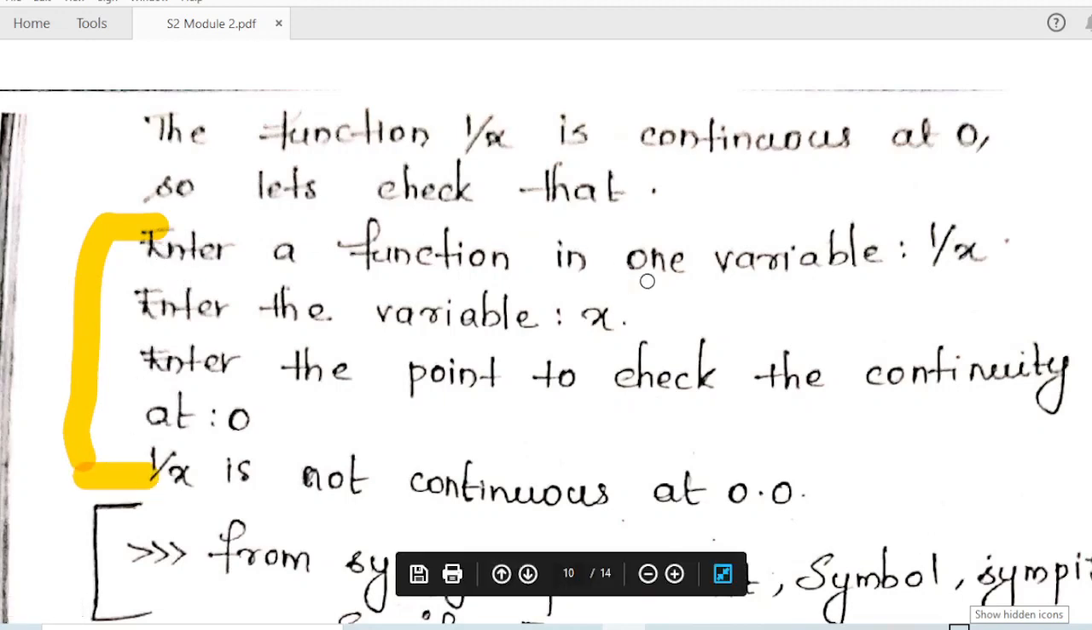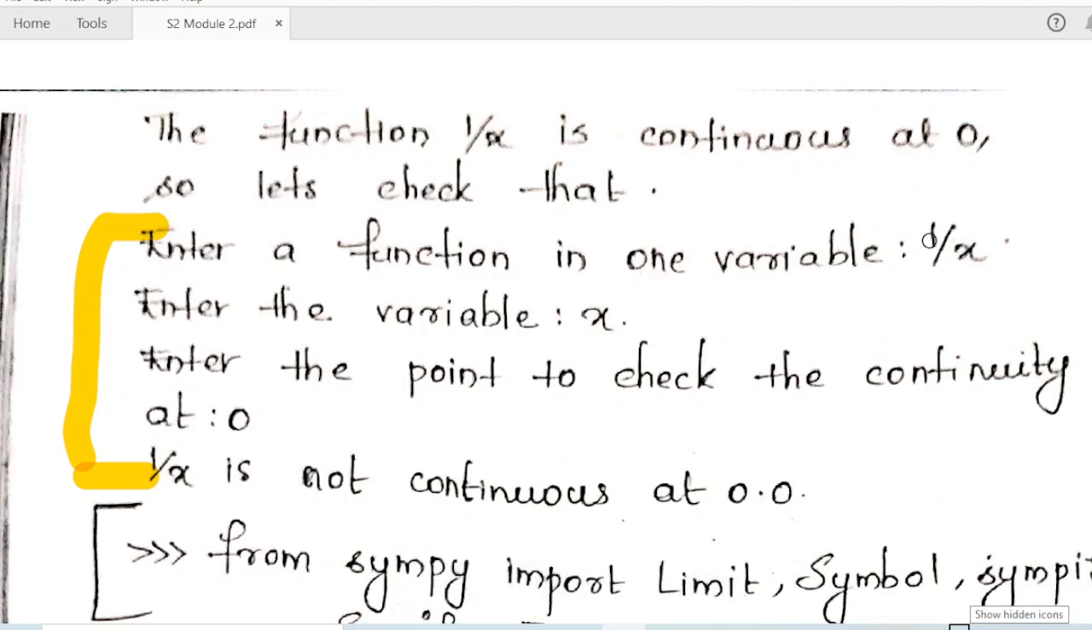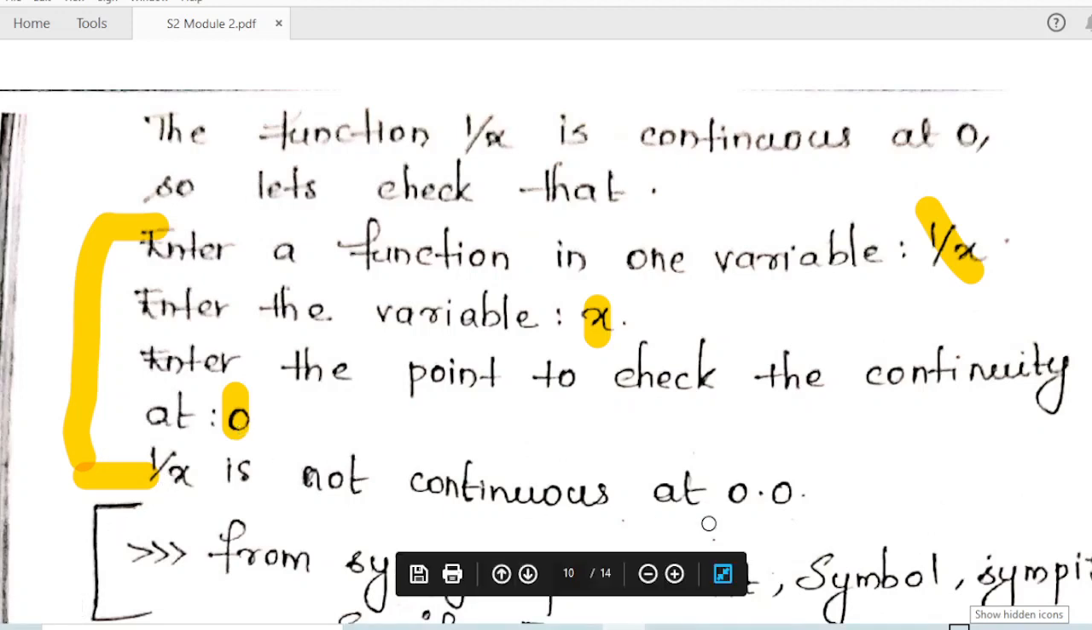Enter a function in one variable, and you will be entering 1 by x. Enter the variable, x is the variable. Enter the point to check the continuity at. So at what point you have to find the continuity? You will be entering 0. And the output: the function 1 by x is not continuous at 0. So this is how we need to get the output.